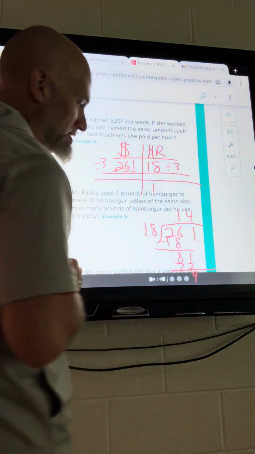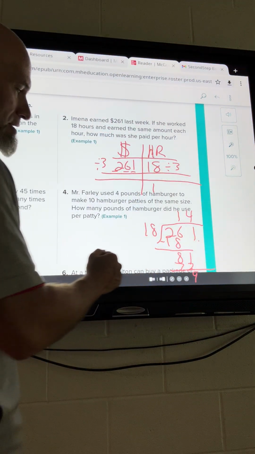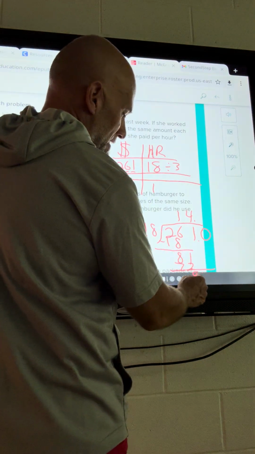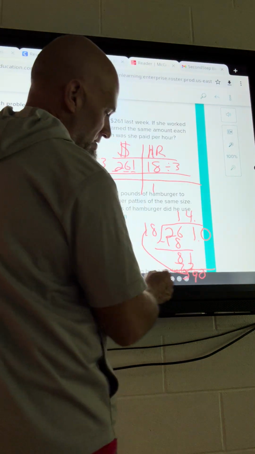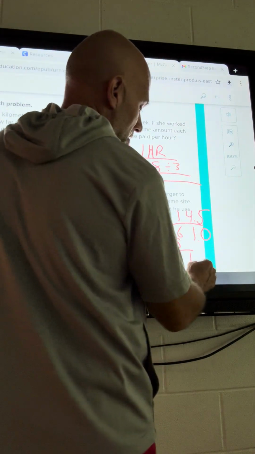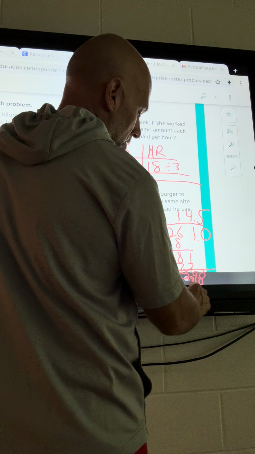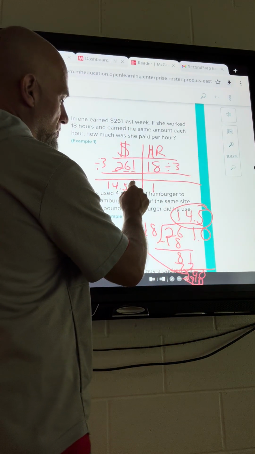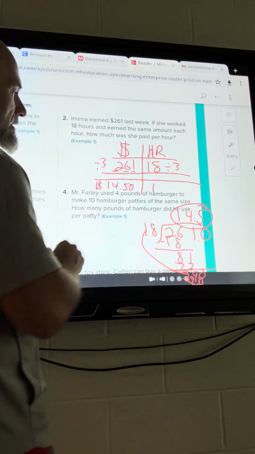And this is where you would need to know that decimal math. So we could put a decimal point here and a decimal point here, put a 0 here, and bring that down. Now 18 does fit into 90 evenly, 5 times. So we would get 14.5. As a decimal with money, that would become $14.50.